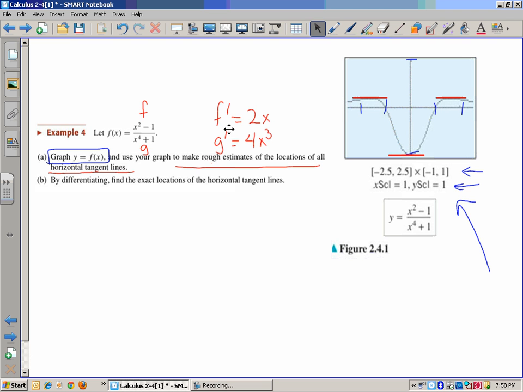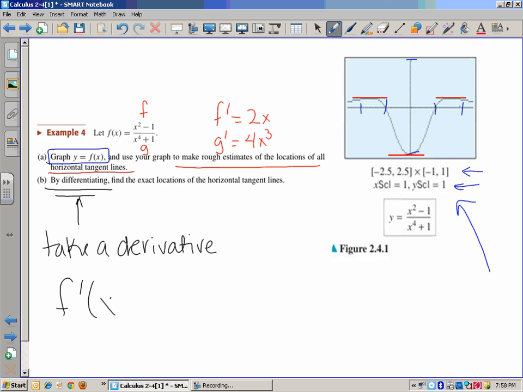But now it says, and here's the part where it gets hard, by differentiating, that means to take a derivative. So to differentiate is to take the derivative of. Find the exact locations. Okay, so in my head, I know I'm looking for this, and so the derivative of that function.